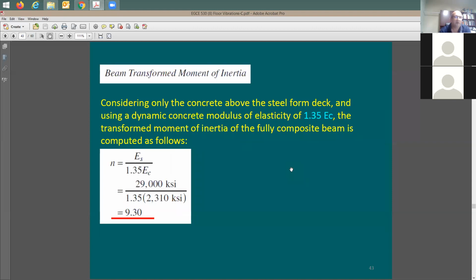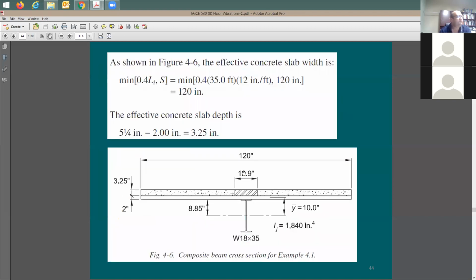Now we need to find out the modular ratio, dynamic modular ratio. This is the one that includes the 1.35. And for that, you have 9.3. And you're going to be seeing now in a minute that this 9.3 is a value that you use. You don't consider it to be 10 or you don't consider it to be 9. You don't do any rounding up or rounding down. You just consider that 9.3 in your analysis.